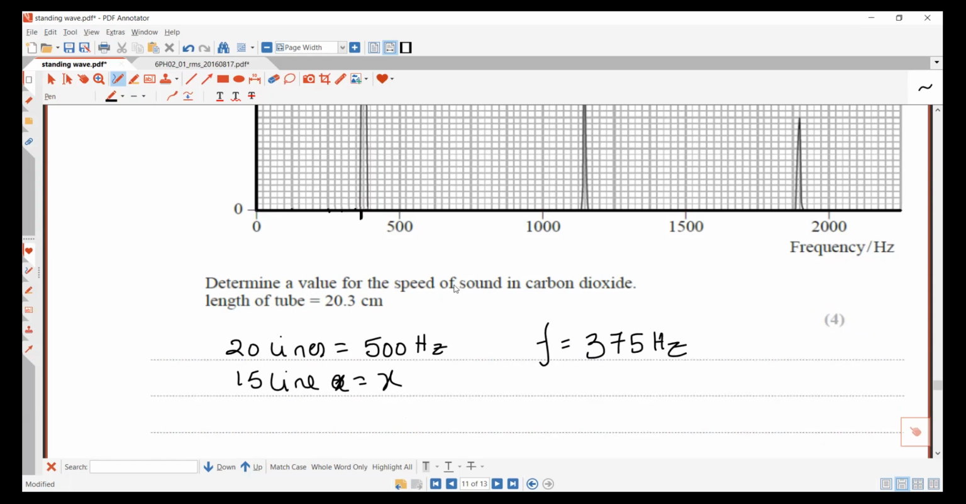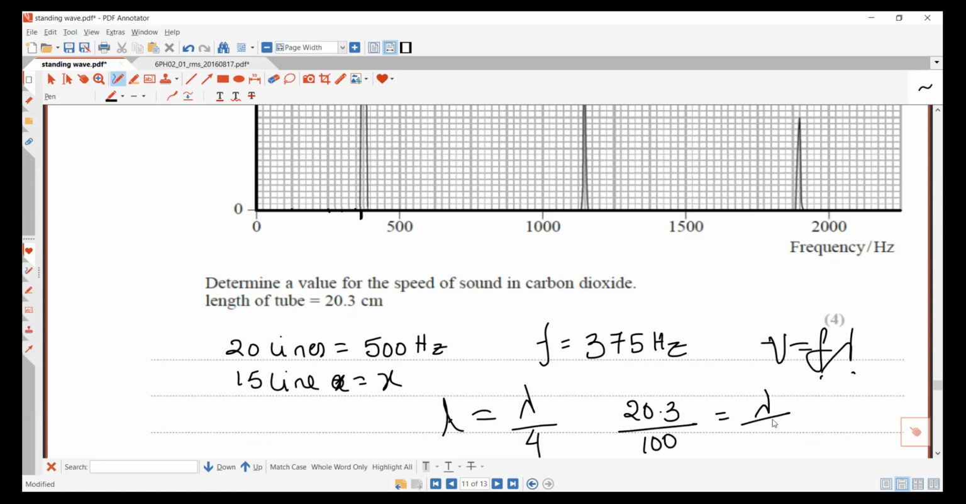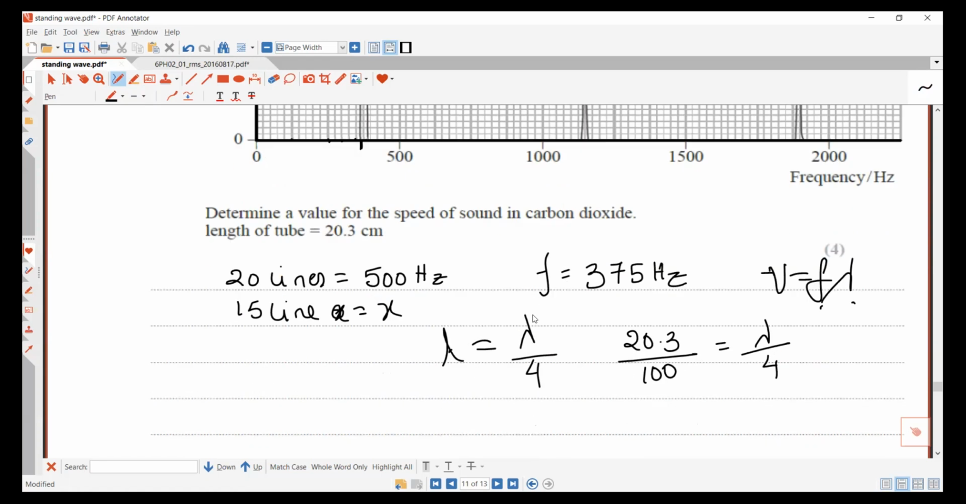No, they want speed from me. V is equal to F lambda. I got my F. I need lambda. I got lambda for first overtone is what? L by 4. Lambda by 4. L is equal to lambda by 4. So L is 20.3 divided by 100 is equal to lambda by 4. So 20.3 divided by 100 into 4, calculate. What is the lambda you guys are getting? 0.812 meter. You have the lambda, you have the frequency, find the velocity for me.